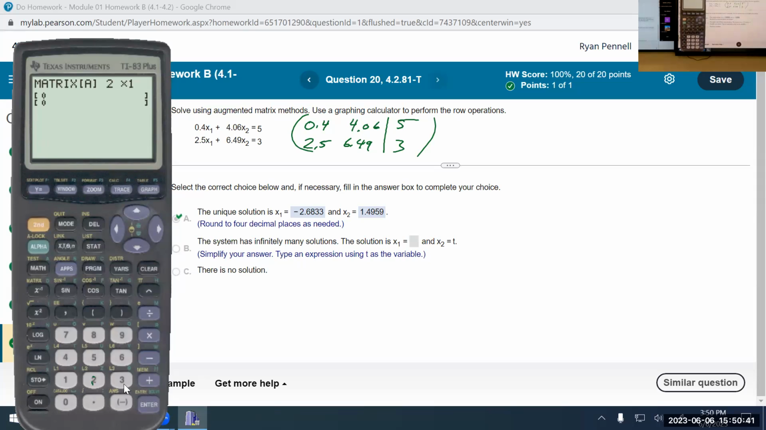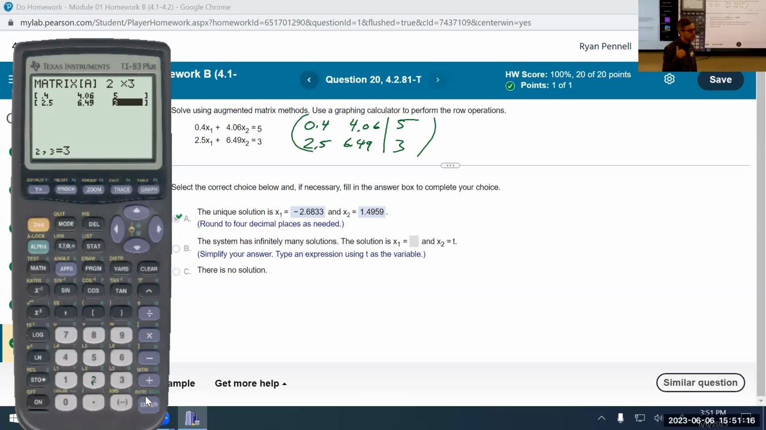2, enter 3. 2 by 3. There we go. All right, next step, I want to enter in that matrix. So I'm going to do 0.4, enter, 4.06, enter, 5, enter, 2.5, enter, 6.49, enter, 3. All right, now I have my matrix as A in the calculator.